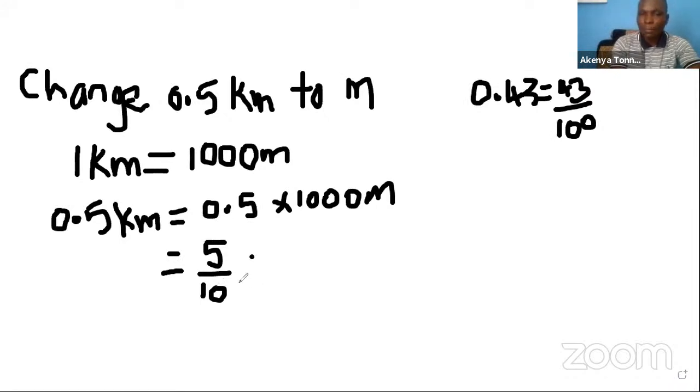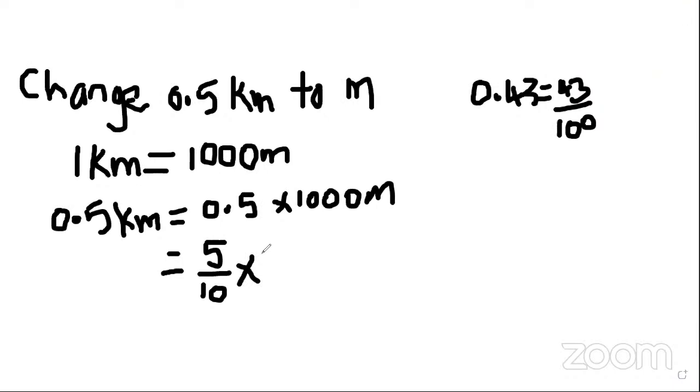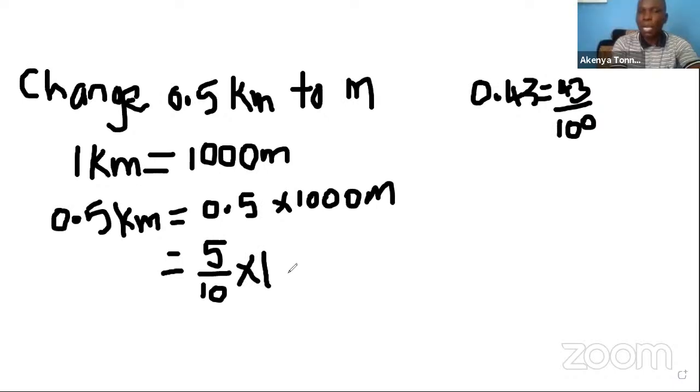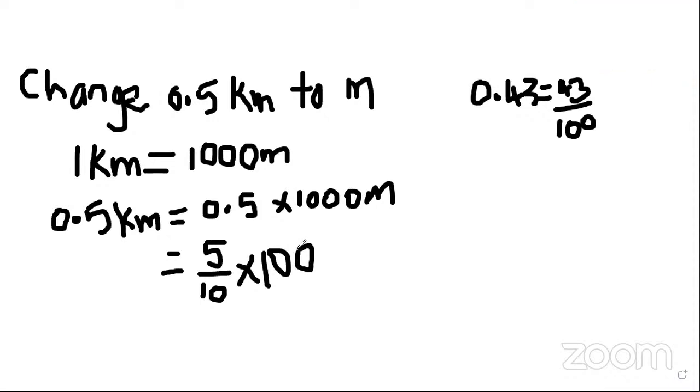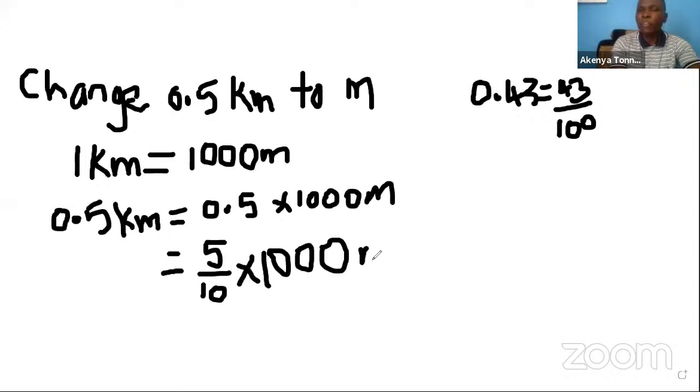Then you multiply it by 1,000 meters. So Priscilla, have you understood now how I have got 5 out of 10?